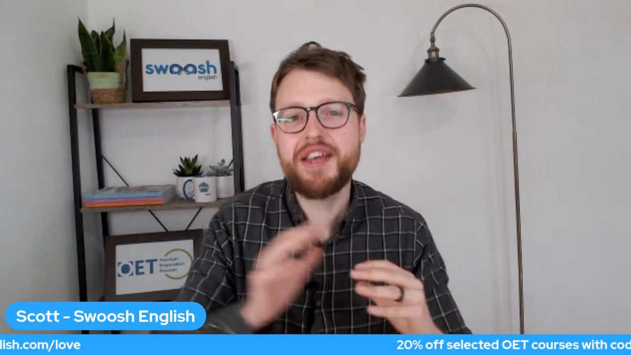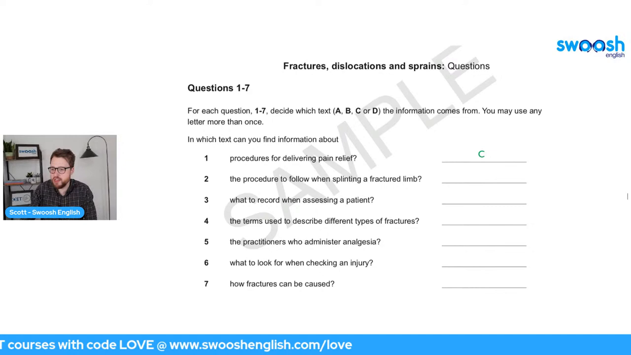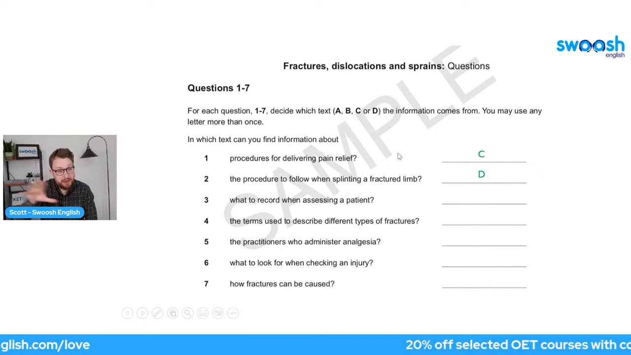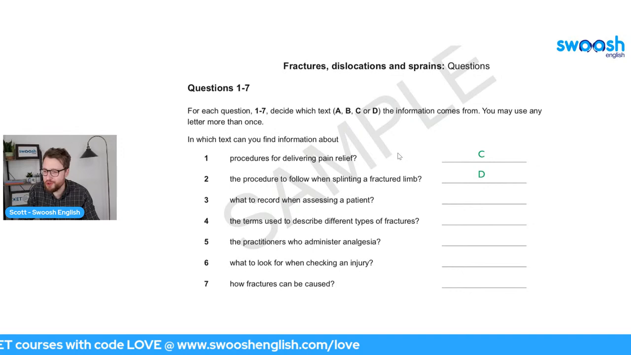Okay, well, we've gone through it. I hope you have your answers. Let's see what you think the answers actually were. So we'll go through them. Number two, the procedure to follow when splinting a fractured limb was D. That talked about splinting a fractured limb, talking about that back slab feature. Thanks for sending your comments in, guys. Please send your answers in to the chat box. We want to see what your answers all were.